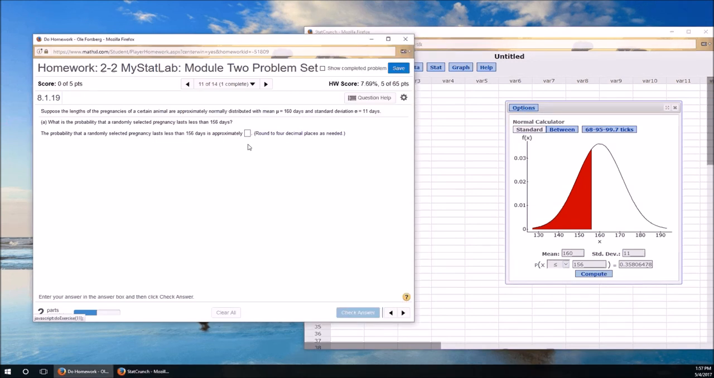StatCrunch really does make your life a lot easier than doing these things by hand and going to the back of the book and using Table 5, the normal distribution tables.